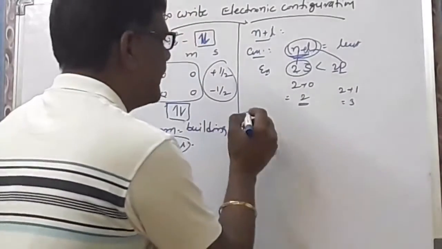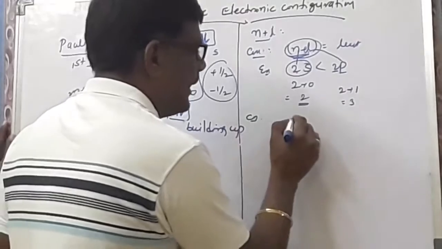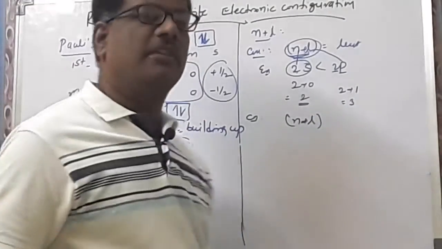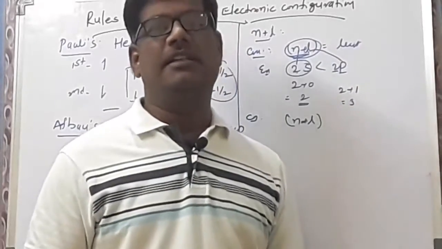Aufbau Principle. Case 2: if n plus l is the same for the two orbitals, then how can you say which orbital will have the least energy?